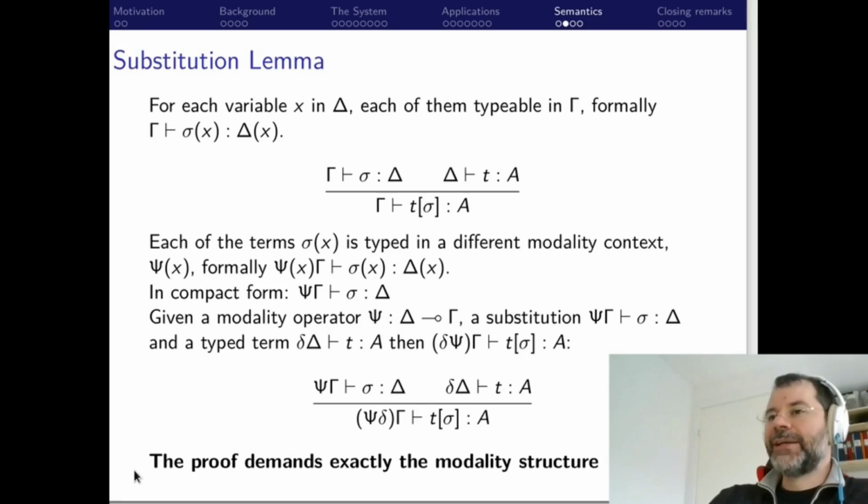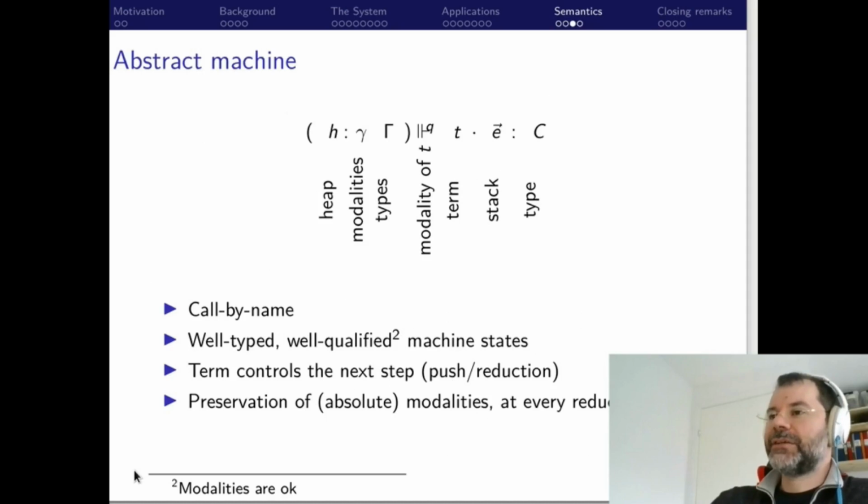We also have a modality-preserving abstract machine. This is a call-binding machine where every state is well-typed and well-qualified. The main point of showing this machine is to show that dynamic execution steps will never overconsume, underconsume, see private information, etc. So the modalities annotations can be realized at runtime as such.